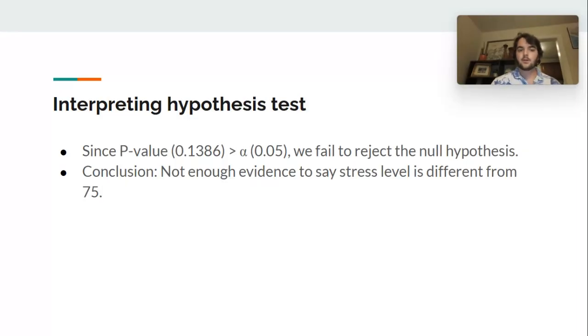So interpreting our hypothesis test. Since our p-value of 0.1386 is greater than 0.05, which is the threshold, we fail to reject the null hypothesis. And so the conclusion for the hypothesis test is we do not have enough evidence to say the stress level is different from 75. And we had 78.